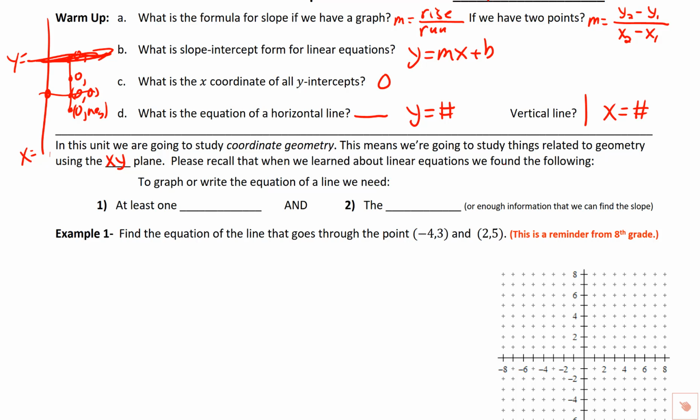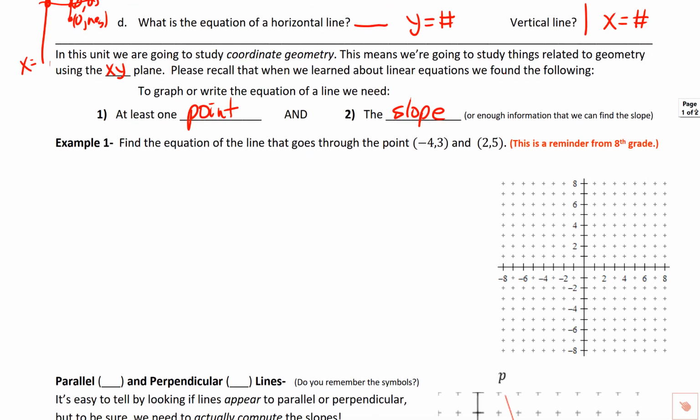We want to remember, if we want to write the equation of a line, so like y equals mx plus b, they've got to give us some information. So here's what they've got to give us. They've got to give us at least one point, and they've got to give us the slope. So if they don't happen to give us the slope, they've got to give us enough information that we can find what the slope is.